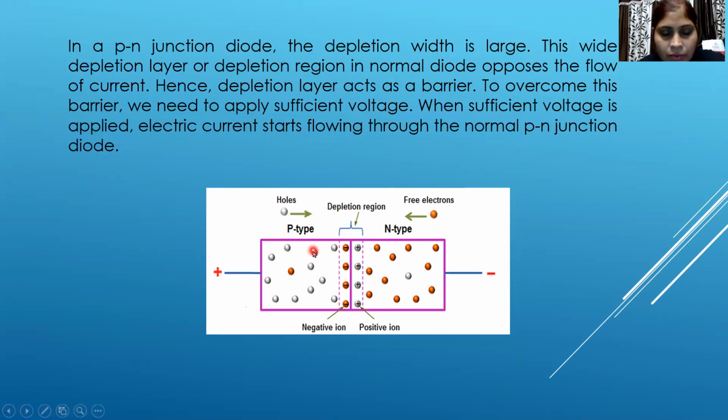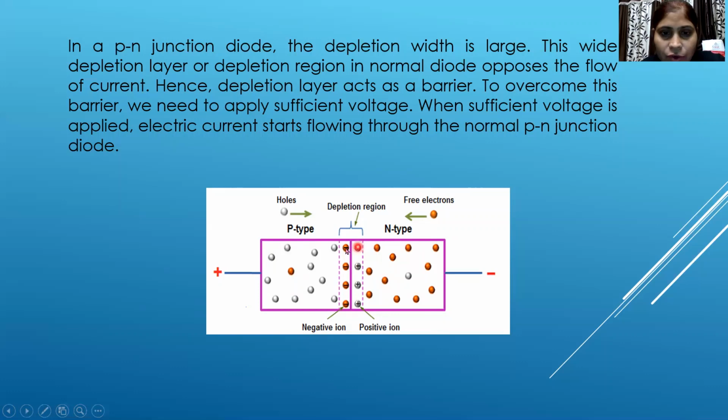When we talk about the p-n junction diode, a p-type layer and an n-type layer are combined, so a junction is formed at room temperature. Some of the electrons move towards the p-type layer, and the holes move towards the n-type layer. The majority carriers in the n-type are electrons, and the majority carriers in the p-type layer are holes.